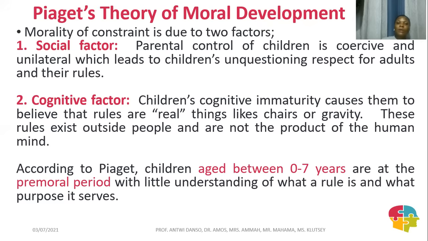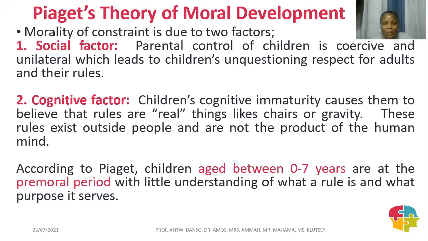So since I don't want to question my parents, I don't want to sound like somebody who is disrespectful, then they just accept whatever their parents say is right or wrong without questioning the motives or the intent behind those actions. The second reason behind the morality of constraint is the cognitive factor, where children's cognitive immaturity causes them to believe that rules are real things like a chair or gravity. So they exist outside people and they are not a product of people's minds.